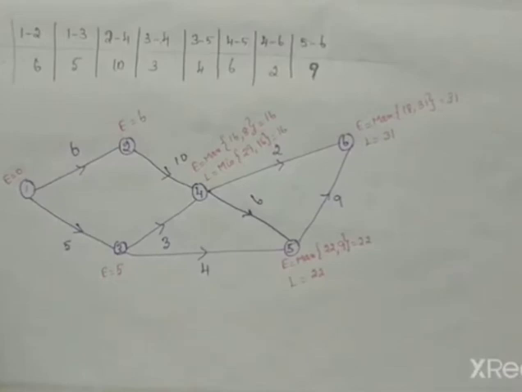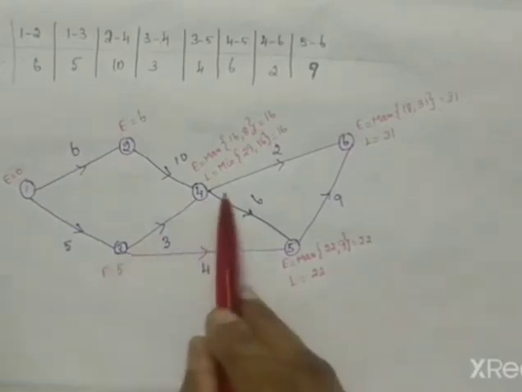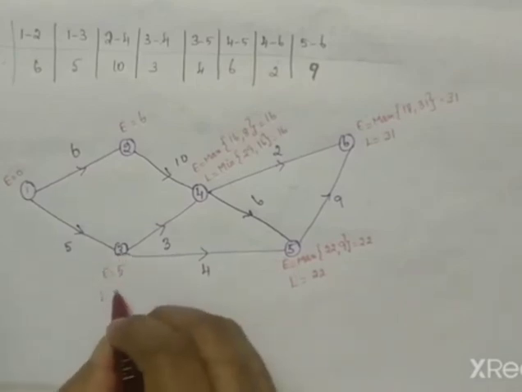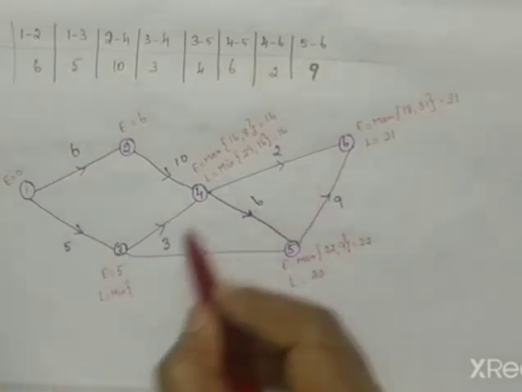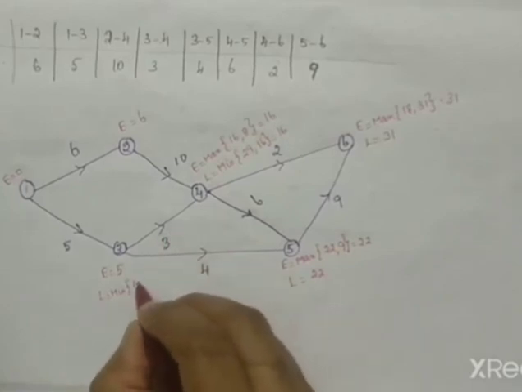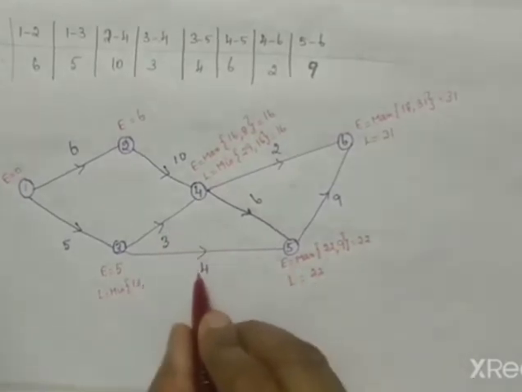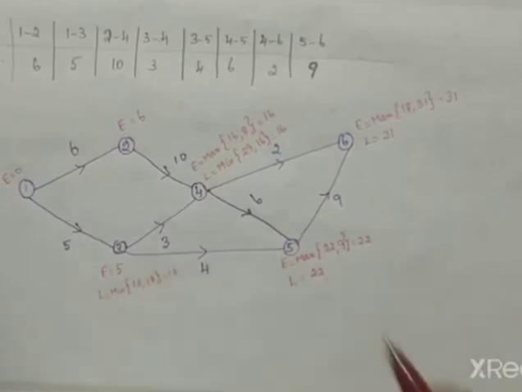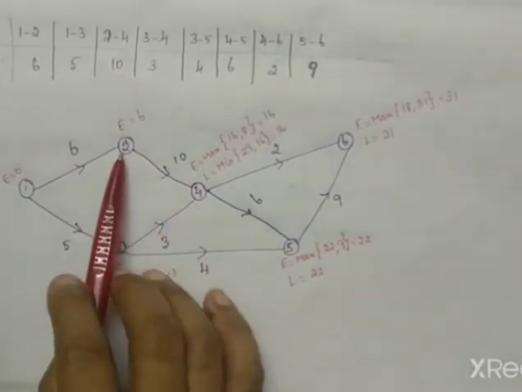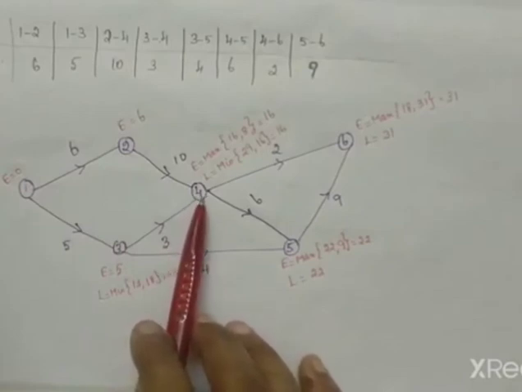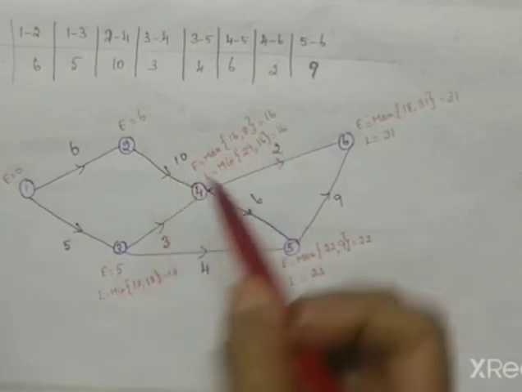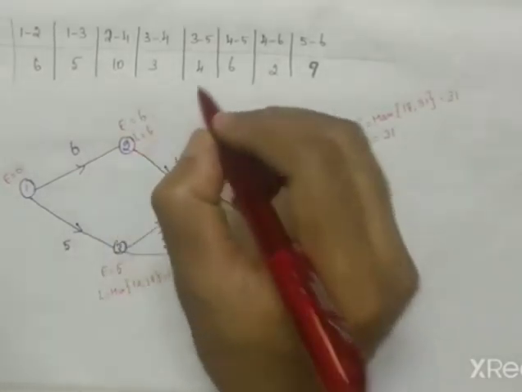Next we come to 3. For 3 also we have 2 outgoing activities. So the L value is the minimum of 16 minus 3, which is 13, and 22 minus 4, which is 18. So the minimum value will be 13. Next we come to the second activity. For the second activity there is only one outgoing activity, so no problem, directly write the L value. The L value will be 16 minus 10, so the L value will be 6.